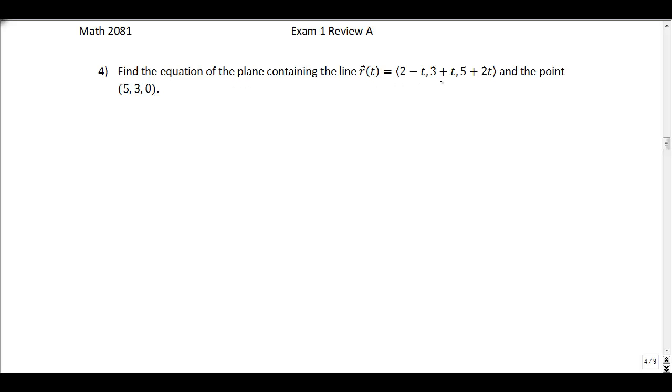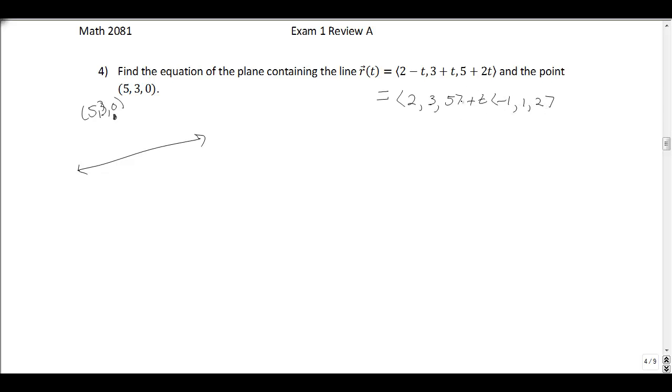Now, because this line is in the plane, you can pull off the direction vector of the line. That'll give you a vector that's in the plane, not a vector normal to the plane. So we're going to have to create something else. Let's draw this out. We have our line, and then you have your point 5, 3, 0. If I pull apart the components without the t and then the parts with the t, I get 2, 3, 5, so there's no t's, plus t times negative 1, 1, 2.